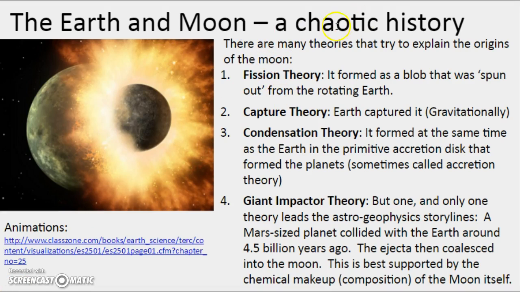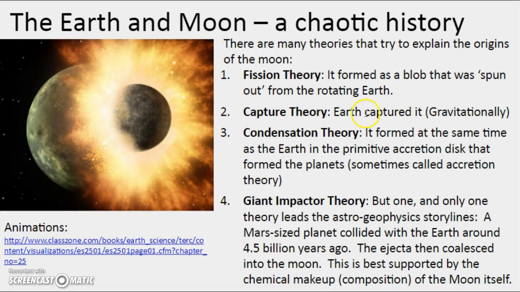Although it does have a chaotic history, the theories that try to explain the origins of the moon are the following. Fission theory, that it formed as a blob that was spun out from the rotating Earth. Now I've got a video that helped re-illustrate these, but we'll get into them. So fission theory, that it actually came from the Earth itself as the Earth was spinning, let's just say, fast, and it kind of blobbed itself out.